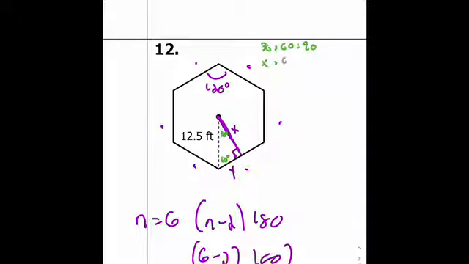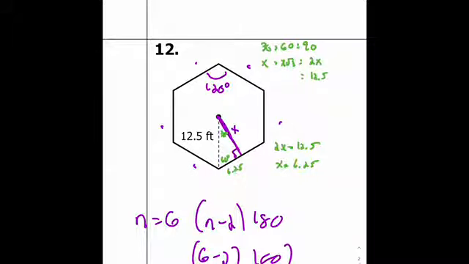So we have 30, 60, 90. That's x, x square root of 3, 2x. So they give us the 90. So the 90 is 12.5. So we can easily find the x because 2x equals 12.5. So x equals 6.25. So in this case, that is our side opposite the 30-degree angle, which is y. So our y is going to be 6.25.